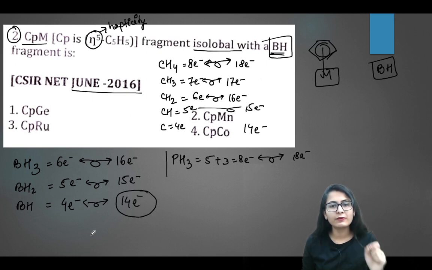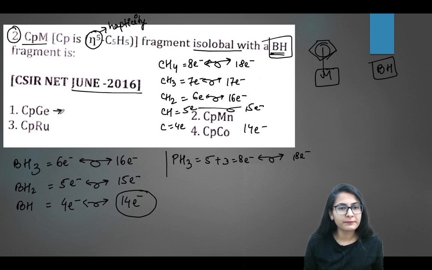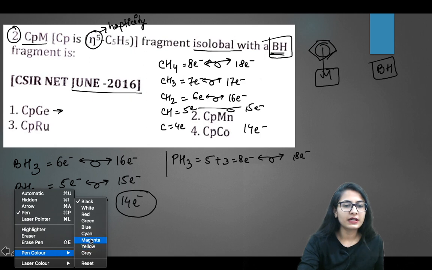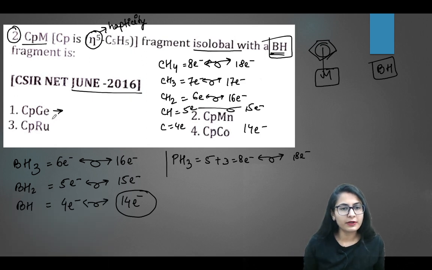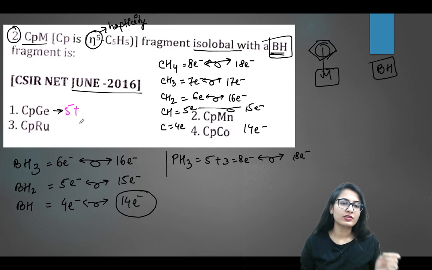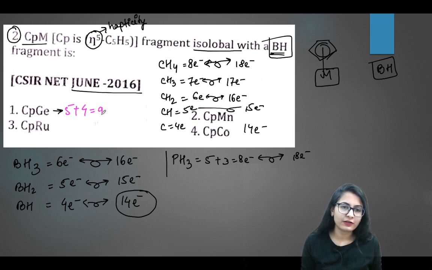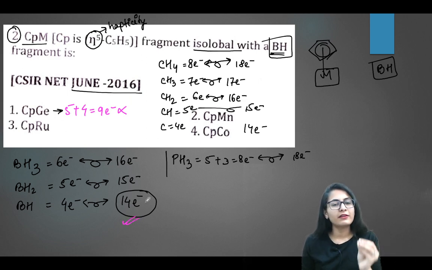So now we just have to find out, from all of the options, which one fits. Let's see all of the options. For option number 1, for example, Cp gives 5 electrons. Germanium is in the same group as carbon, group 14, so it gives only 4 valence electrons. That makes 9 electrons, so definitely not isolobal, because we want 14 electrons, or let's say we want 4 holes.